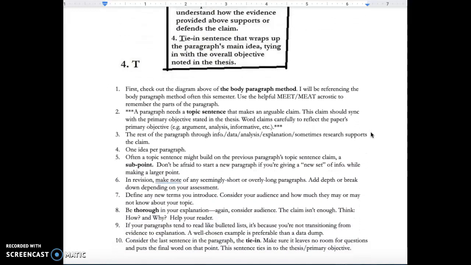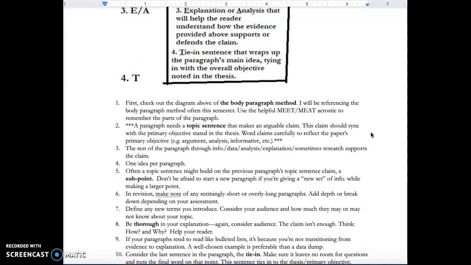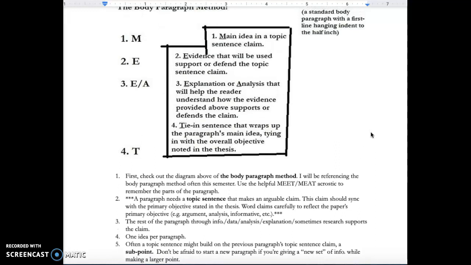Number 1 asks that you take a look at that diagram up there and sort of get accustomed to that and writing in that way. This is something that we practice quite a bit in my English 111 course. For English 112, I'd like for you to think about this for a minute.